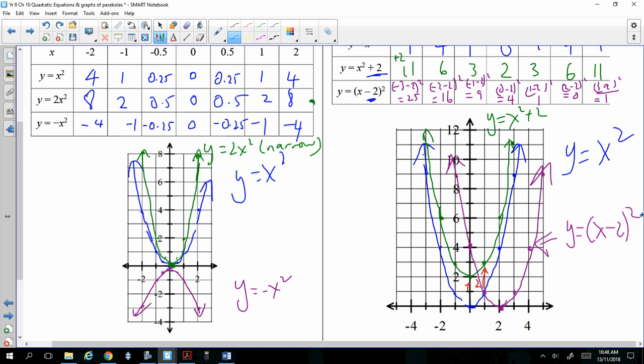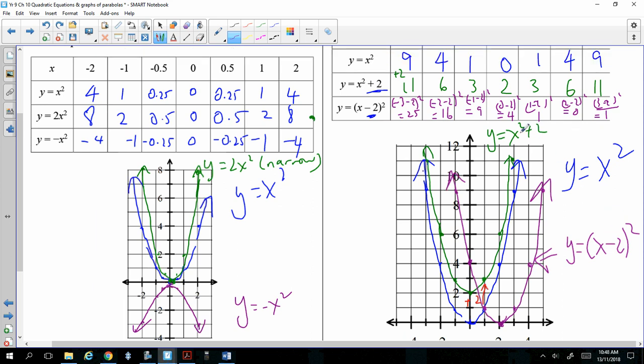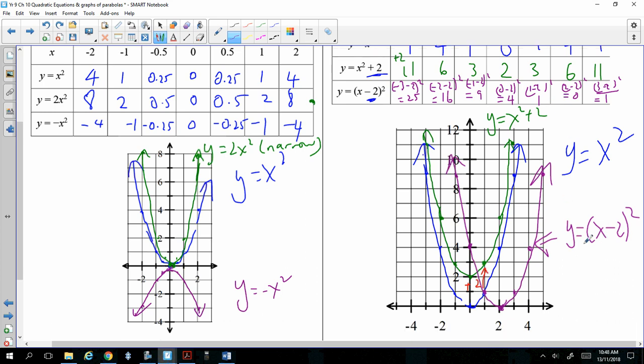So now you know the transformation. Plus 2 at the end shifts the graph up. Inside the bracket, the minus 2 has the effect of shifting the graph to the right exactly 2 units. You can't fit it, so we'll just leave it out. So you shift to the right 2 units. So we'll just do the one that we can fit on the graph.